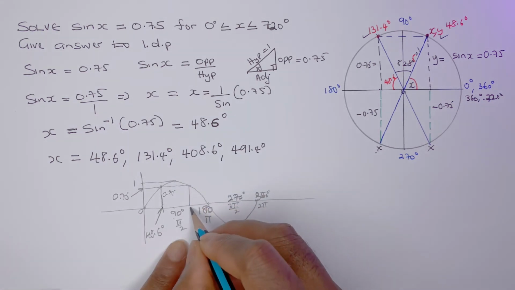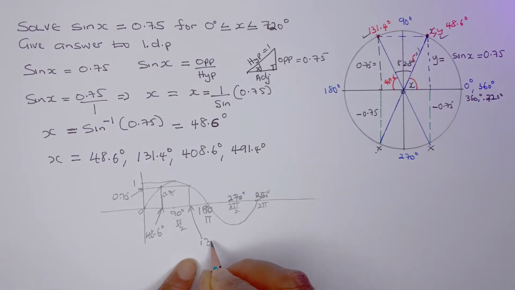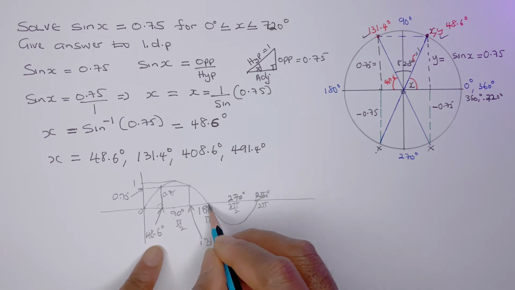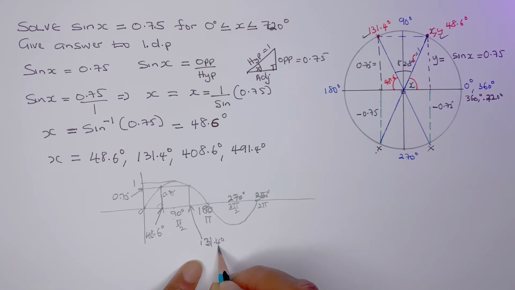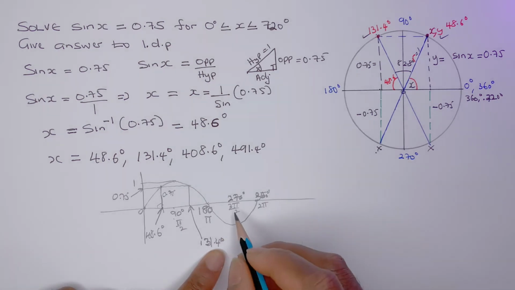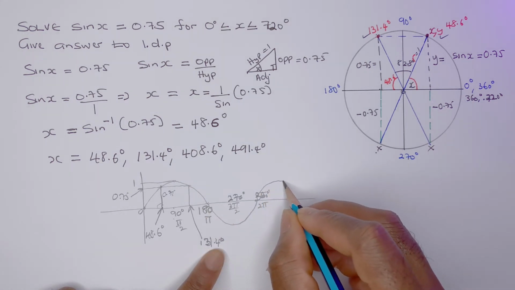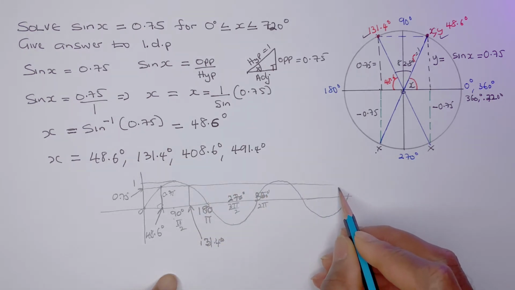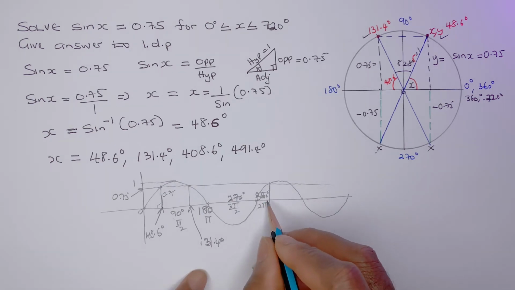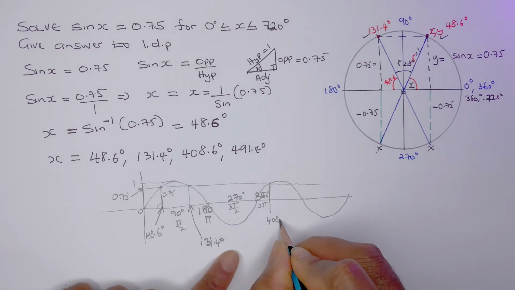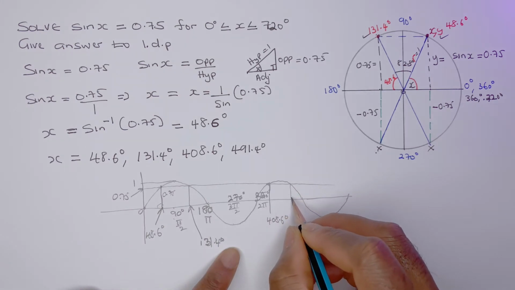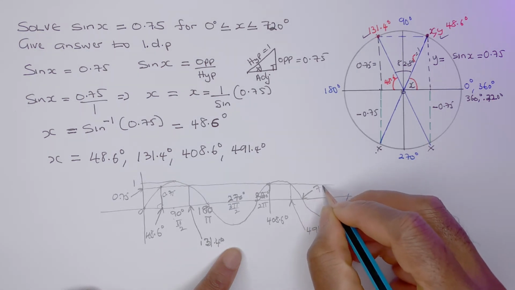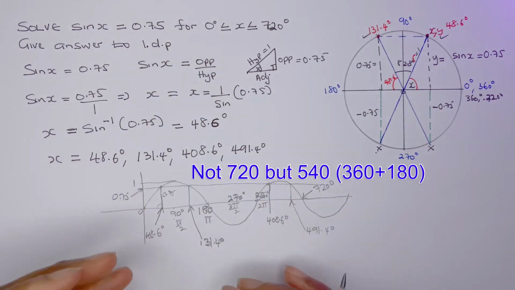48.6 degrees. And that angle will be 131.4 degrees. How did I find it? Because if this is 48.6, that angle will be 180 minus 48.6, so that's 131.4 degrees. And then another cycle begins from 360 back to 720 here. So if you stretch that line there, you can see this angle here is 408.6 degrees, and this angle here is now 491.4 degrees.